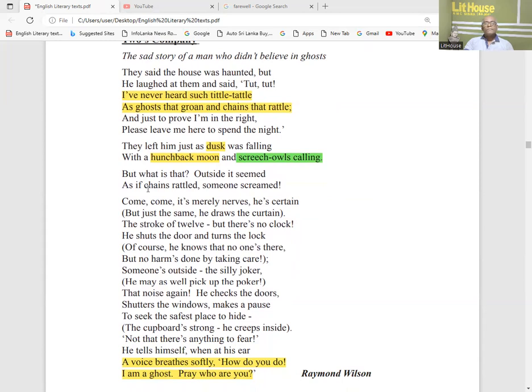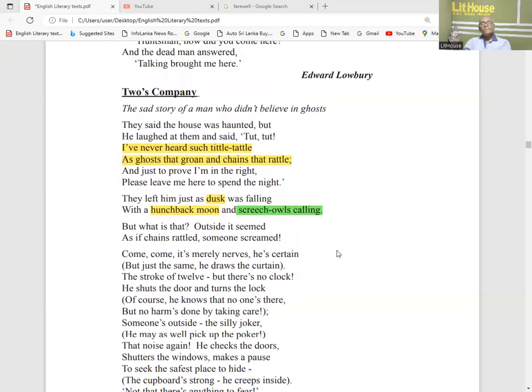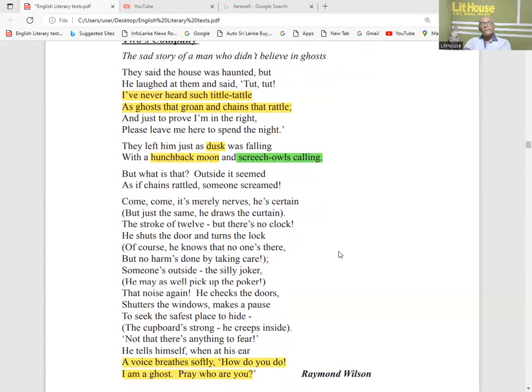Go on writing. The image of rattling chains is directly associated with ghosts. Right? Next technique.